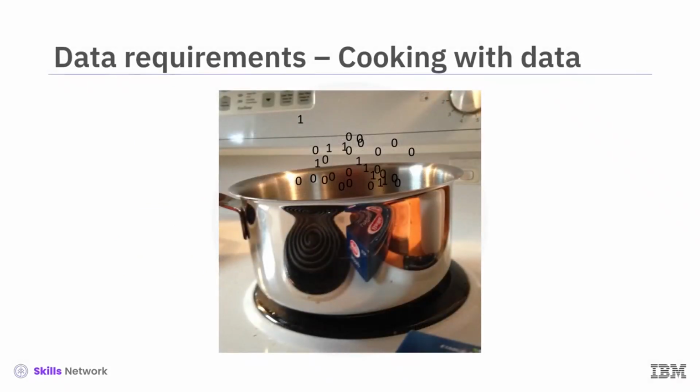If your goal is to make a spaghetti dinner, but you don't have the right ingredients to make the dish, then your success will be compromised. Think of this section of the data science methodology as cooking with data. Each step is critical in making the meal.